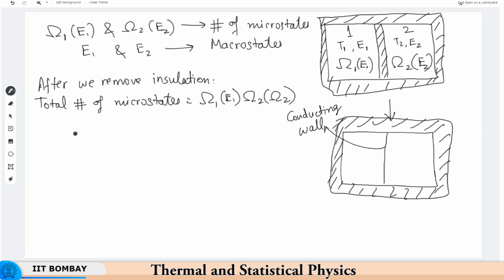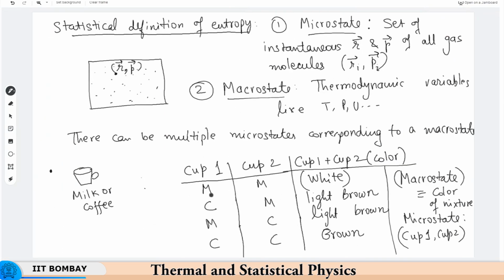Now, what is the condition? Like I said, from thermodynamics we know that equilibrium is established when the temperatures become constant. But what happens to the microstates, right? And as you can imagine, let me go back to this coffee and milk analogy. If I ask you to pick two cups, it's more likely to end up with a light brown color than to end up with either brown color or white color, because there are more possibilities which give rise to this macrostate, right.